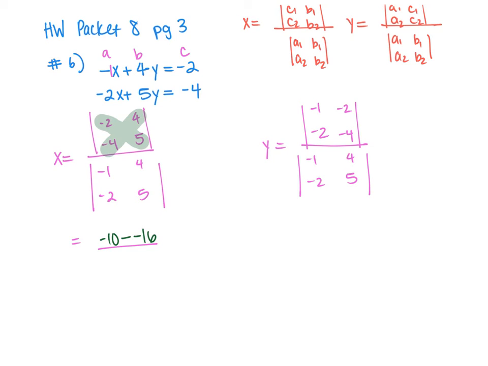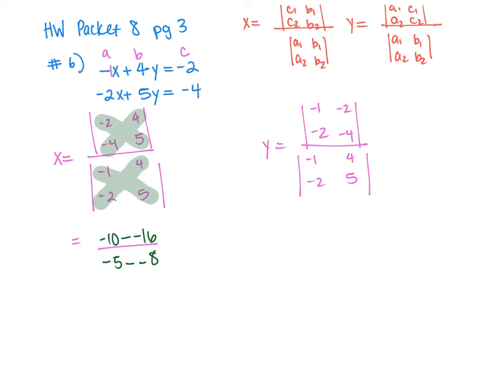And then the bottom here, negative 1 times 5 is going to give me negative 5 minus, oops, let me highlight that. Negative 1 times 5 is negative 5. 4 times negative 2 is negative 8.